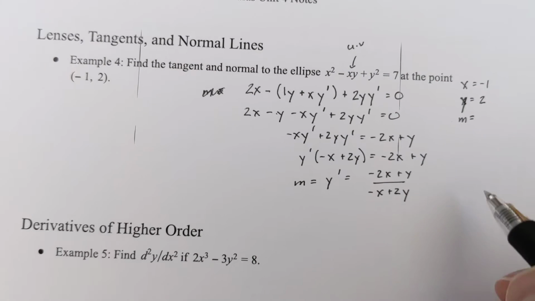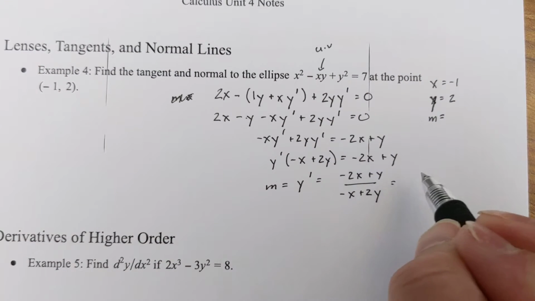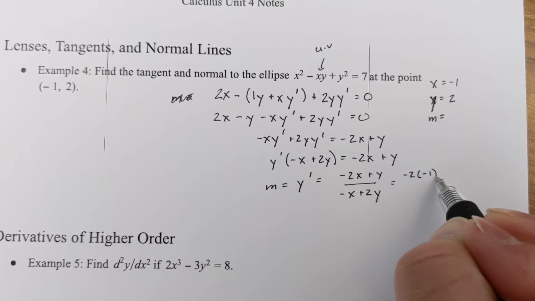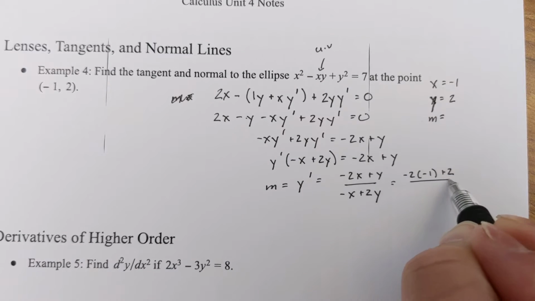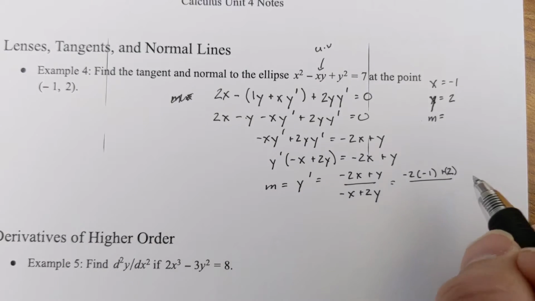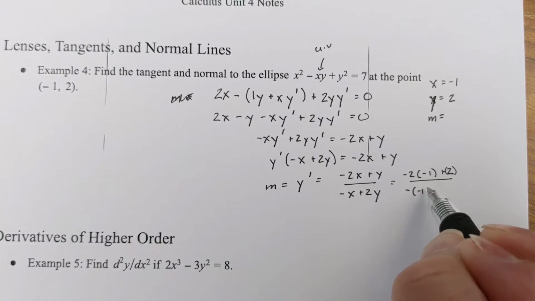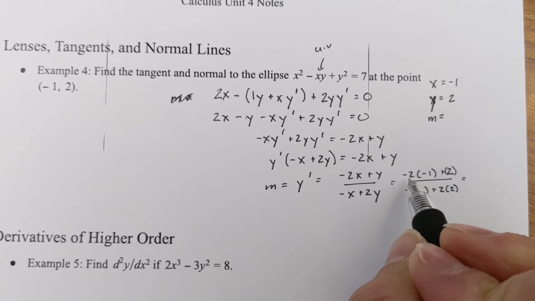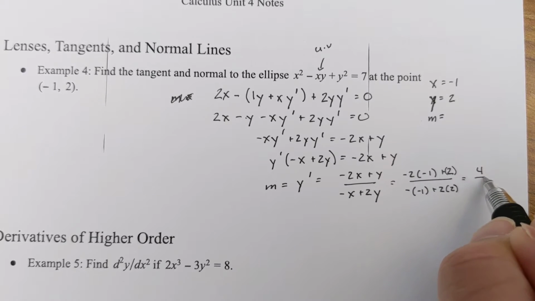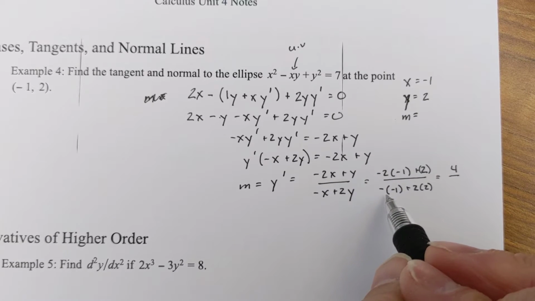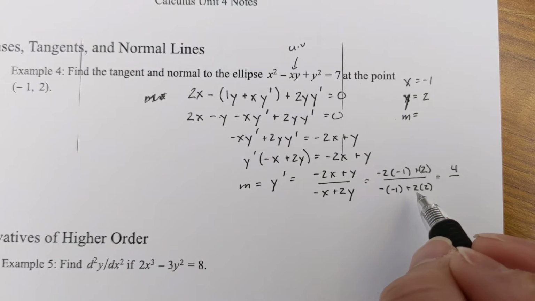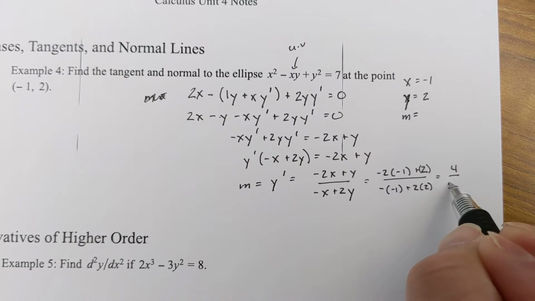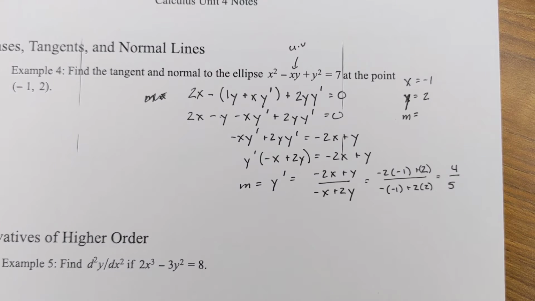To figure out the value, I need to plug my x and my y values in. So this becomes negative 2 times negative 1 plus 2. So that's plugging in my x's and y's. And on the bottom, negative 1 plus 2 times 2. So that's, let's see here, 2 plus 2, so that's 4 on top. On bottom, that's 1 plus 4, so that's 5. So my slope is 4/5.